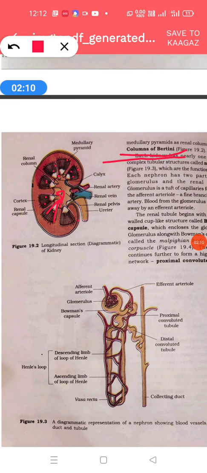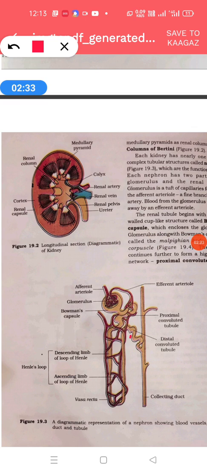There are the minor calyx and major calyx, and the calyces open into the ureter. And this hollow space is the pelvis, or renal sinus, which opens into the ureter. The ureter carries the urine towards the bladder, and from the bladder to the urethra. Okay. So next, we start the microscopic structure of the nephron.